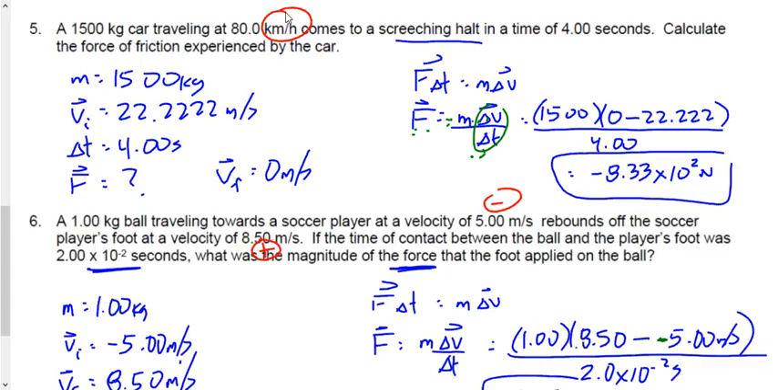Question? 10 to the 3. Oh, yeah, that's what I get too. 2.67 times 10 to the 3, yeah. All right, let's take a look at number 7 now.